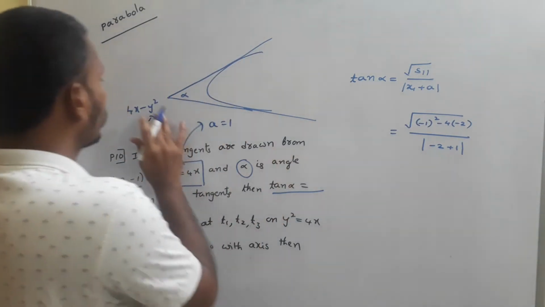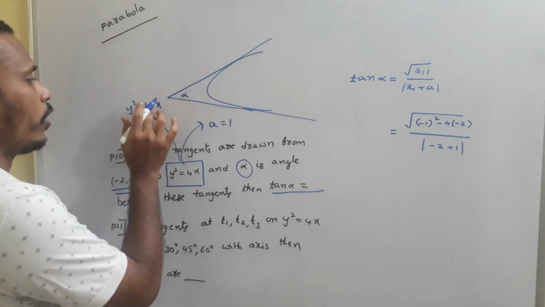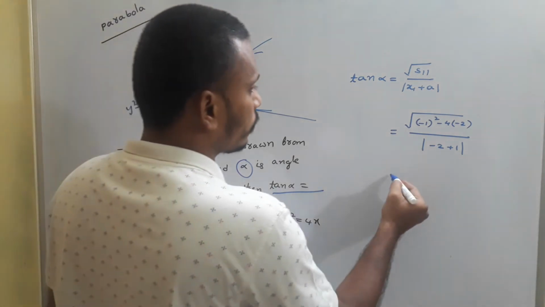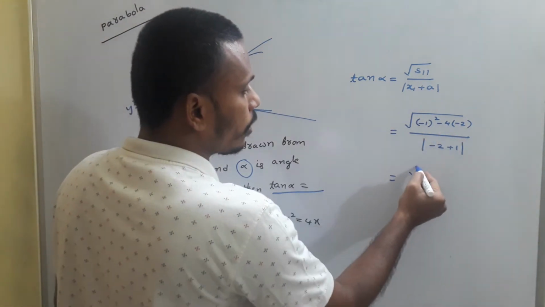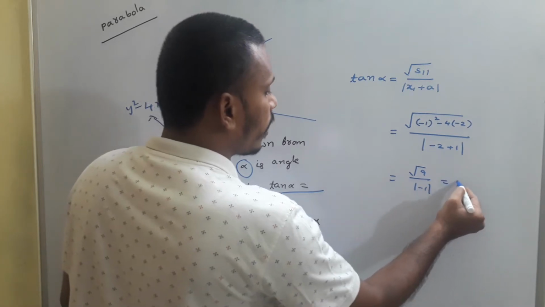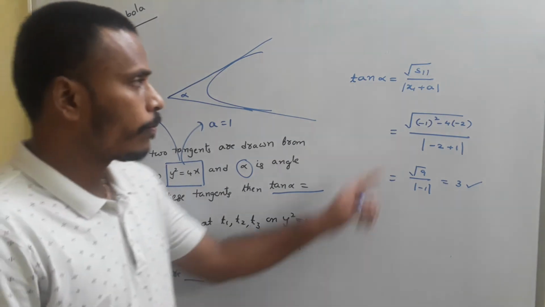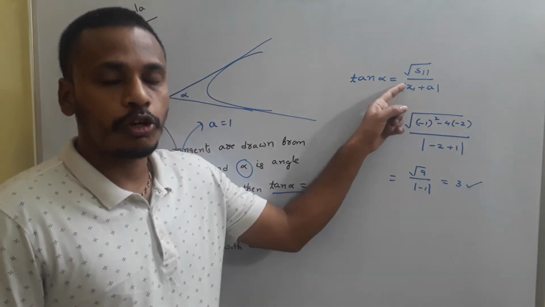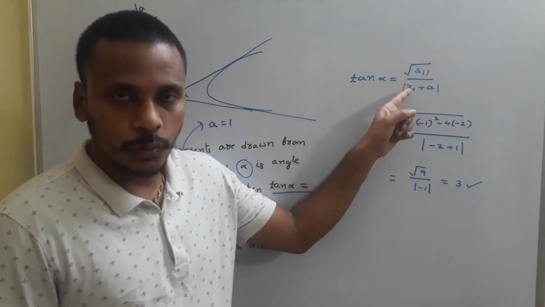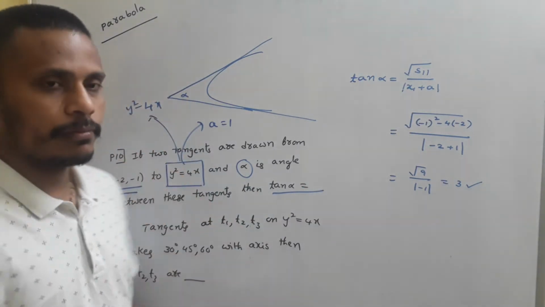Okay. And see, we are not using 4x minus y square, we are just using what? Y square minus 4x for the positive value under the root. So if you calculate, this is what? Root 9 divided by modulus of minus 1. And at the end your answer is 3. So tan alpha is 3. There ends the problem. Okay. We need to memorize this particular formula to find the angle between two tangents which are drawn to a parabola from a point. Okay.